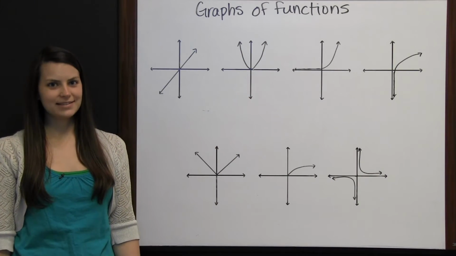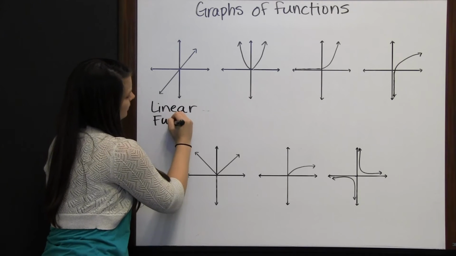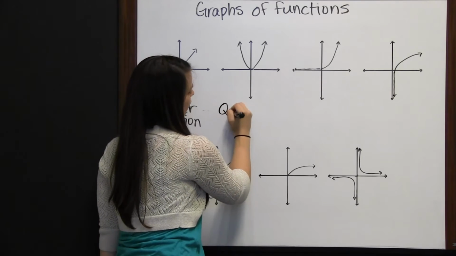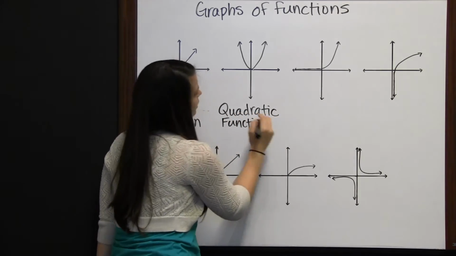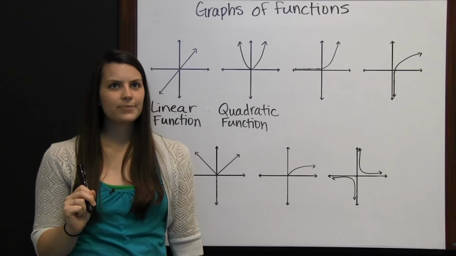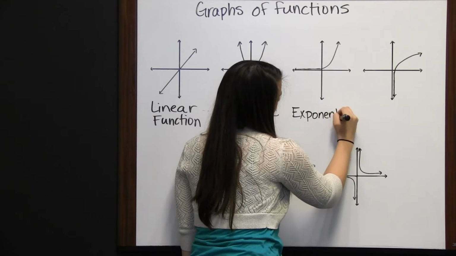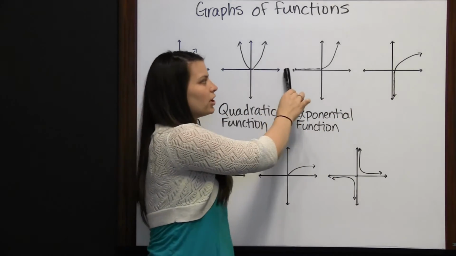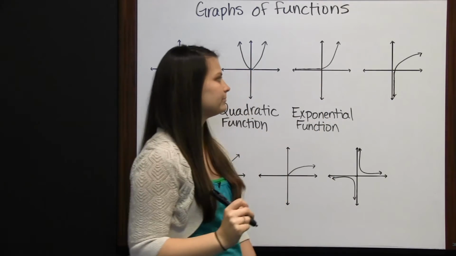Graphs of functions. The first graph is a linear function. It graphs a line. The second graph is what's called a quadratic function. Quadratic functions graph a u or a parabola. The third graph is an exponential function. Exponential functions start out increasing very slowly and then start increasing more and more rapidly.